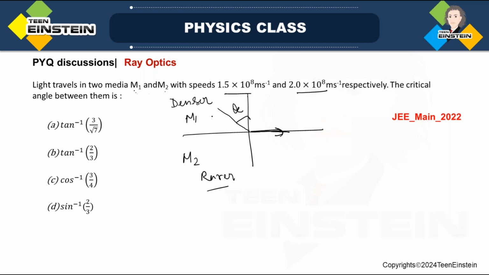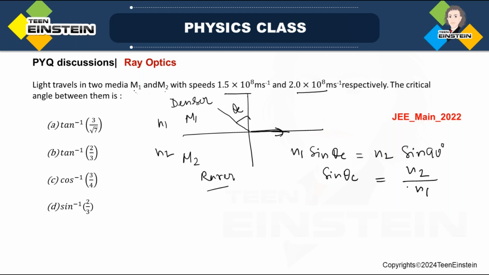Let us take the refractive index to be 1. So n1 sine theta c is equal to n2 sine 90 degrees. This medium has n1, this is n2. So what I get, sine theta c is equal to n2, that means the refractive index of the rarer medium, divided by the refractive index of the denser medium.